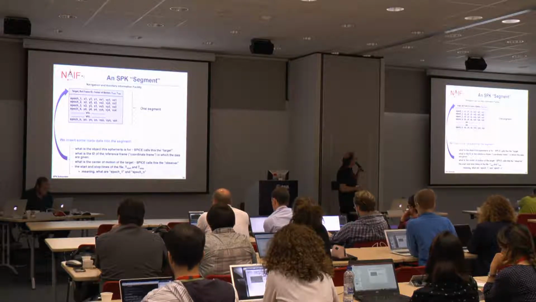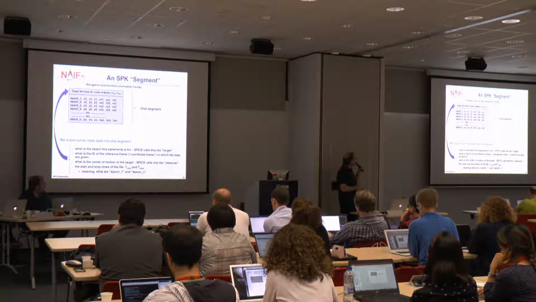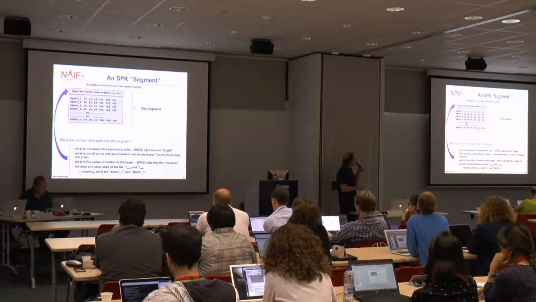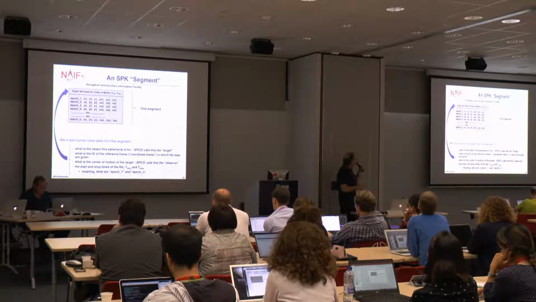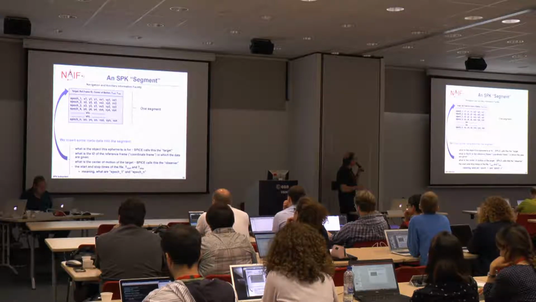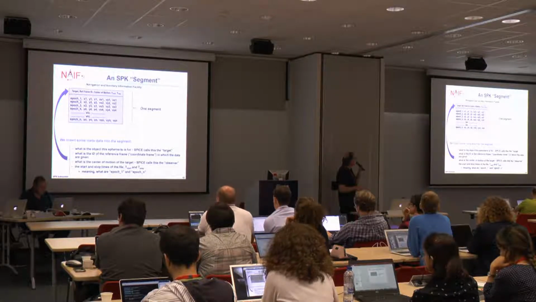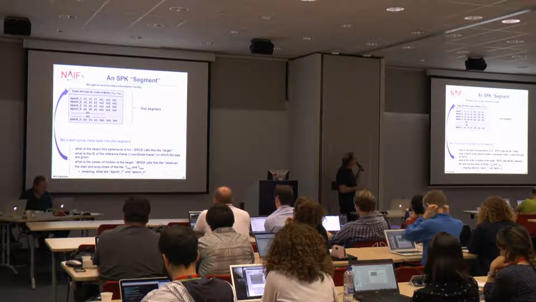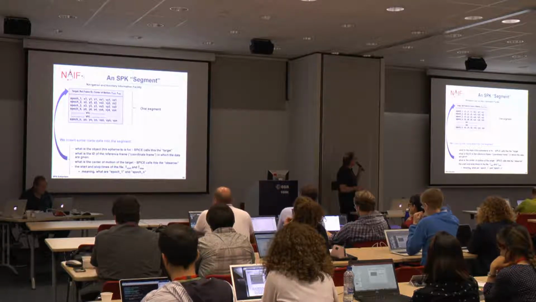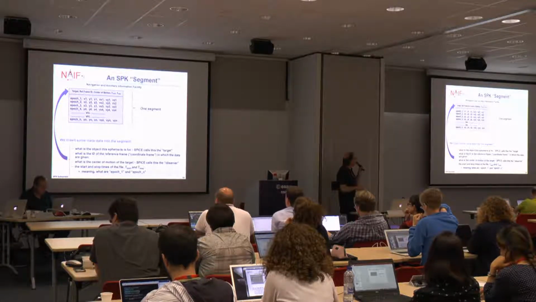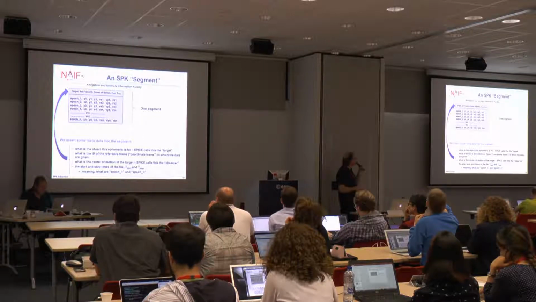So inside each segment, in addition to the raw data, we have some metadata that describes what the data are: target, reference frame ID, center of motion, start time, and stop time. Those are all included with every segment. And so that makes it possible for software to know what object these data are for and what the center of motion is.